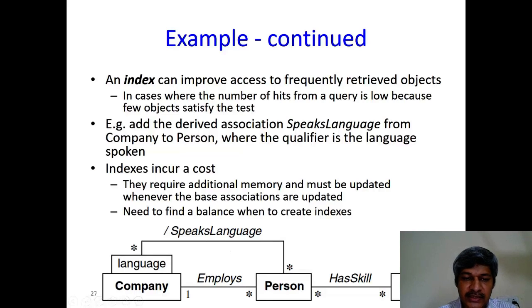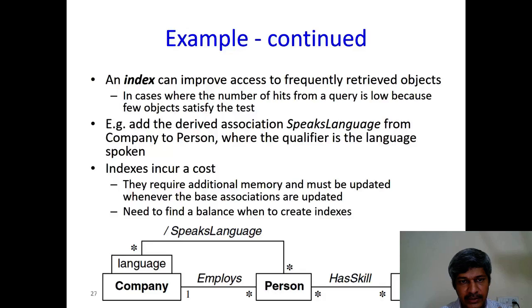But indexes come at a certain cost. They require additional memory, because earlier you were storing only these objects, and now you also have to store that list, the index, as well. And these indexes must be regularly updated whenever the base associations are updated. So we have to consider these additional costs, and again we have to find a balance on when to create indexes and when not to.